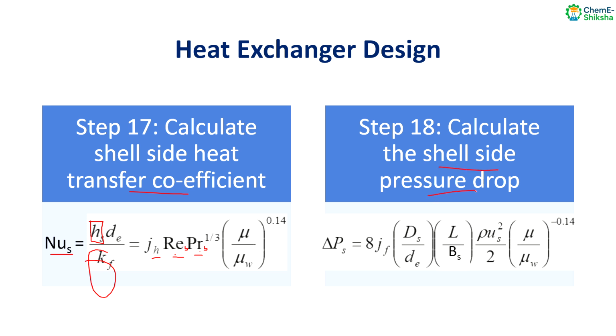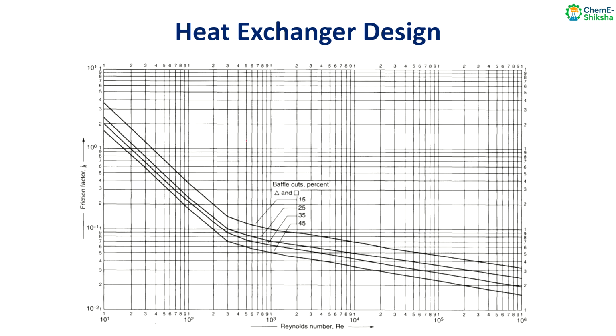After we calculate the shell side heat transfer coefficient, we have to calculate the shell side pressure drop. The equation is delta Ps equals 8 into Jf into ds by dE into L by Bs into rho Vs square by 2 into mu by mu w to the power minus 0.14. The shell side pressure drop delta Ps depends on Jf, which is the friction factor. From this chart, if we know the Reynolds number and the baffle cut percentage, we can calculate the friction factor Jf.